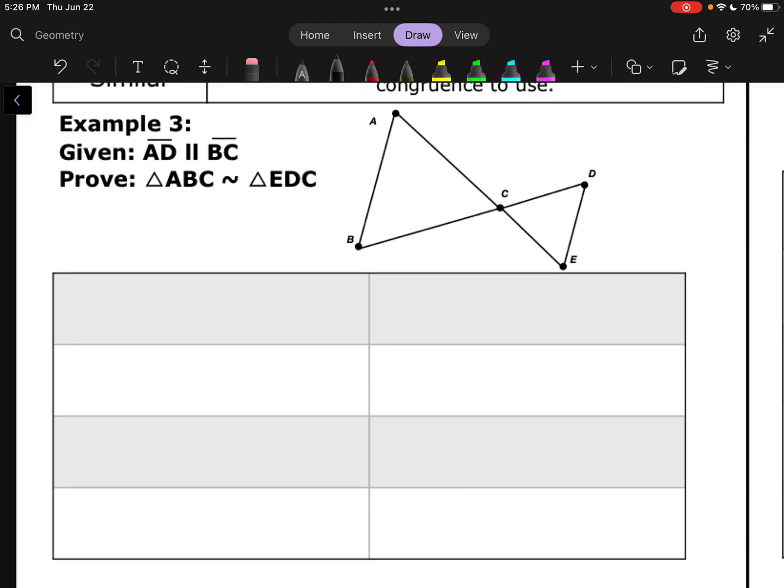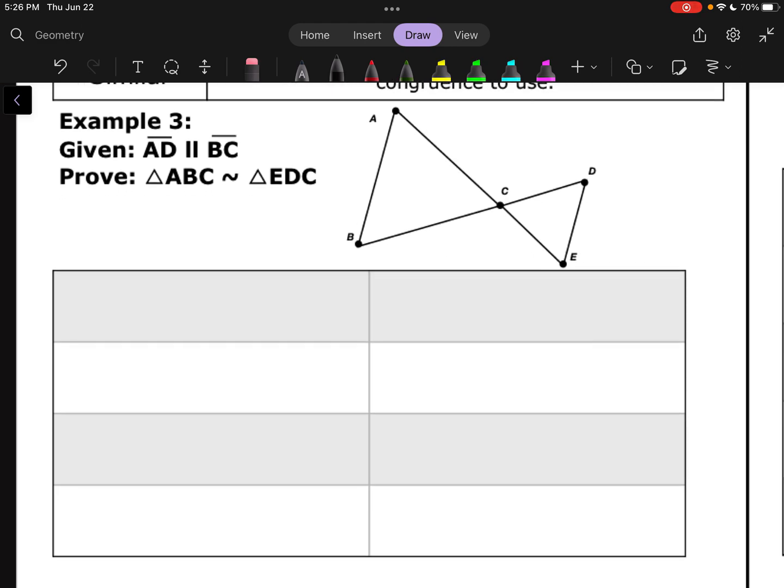So let's see what we got going on here. Our given says that AD is similar, I'm sorry, it's not similar. It's parallel to BC. I got similarity on the brain. That is a given. And we're trying to prove that triangle ABC is similar to EDC. Well, if these lines are parallel, put some arrows on them to mark them.